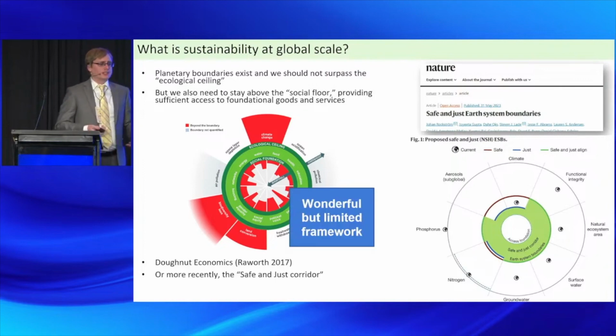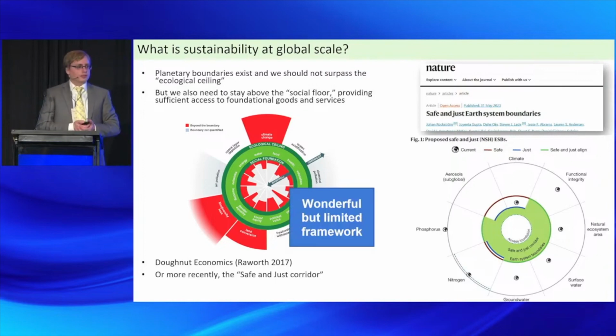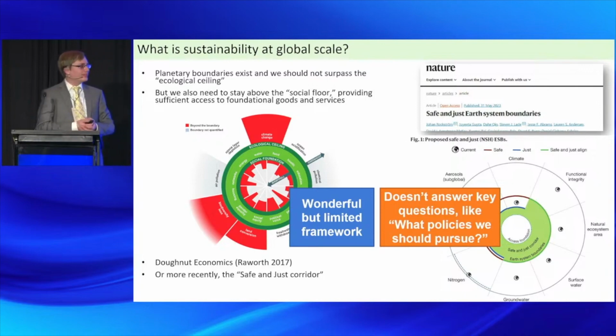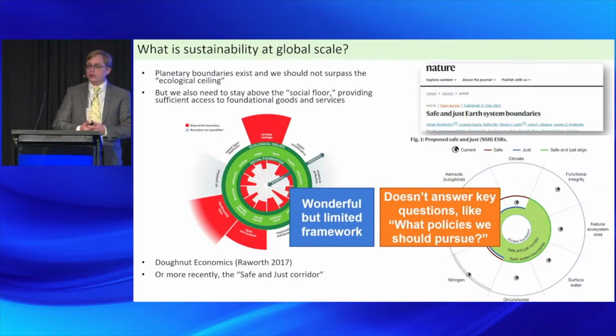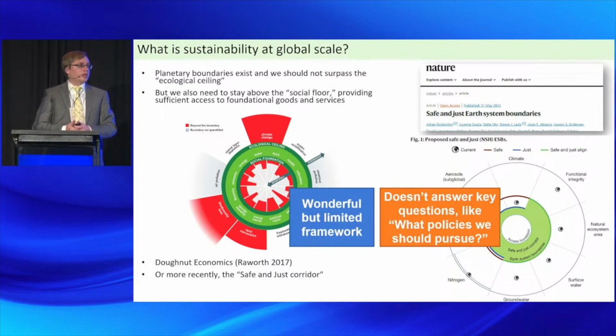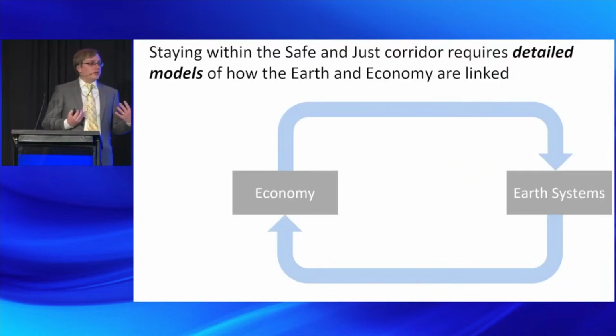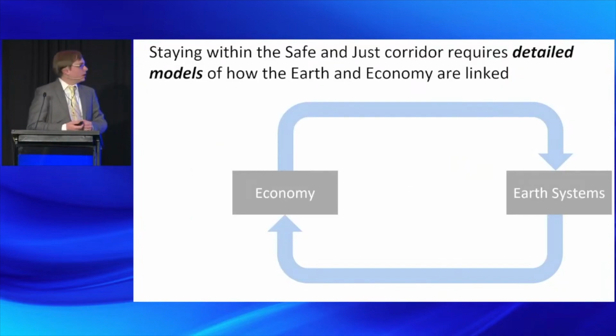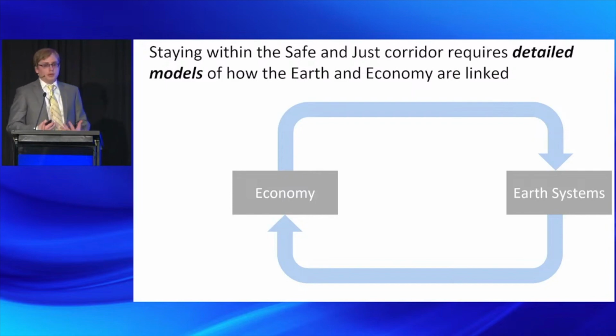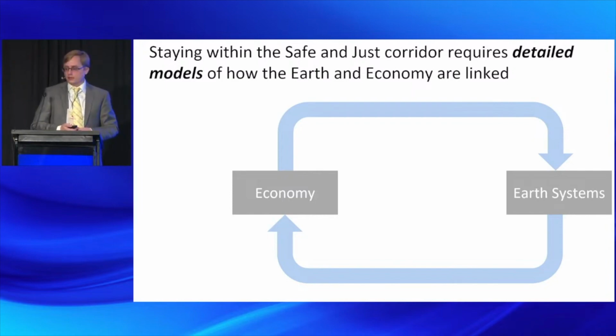And I love this. That's a wonderful framework, but it's really limited. And where is it limited? It doesn't answer the key things that you might care about. It can tell you, are we in the donut or the safe and just corridor? But it becomes less useful when you have to answer specific questions like, what policies should we pursue? And that's really where my interest is. And so I would say that staying within this safe and just corridor requires detailed models, not just frameworks, but detailed models of how the Earth and the economy are linked.